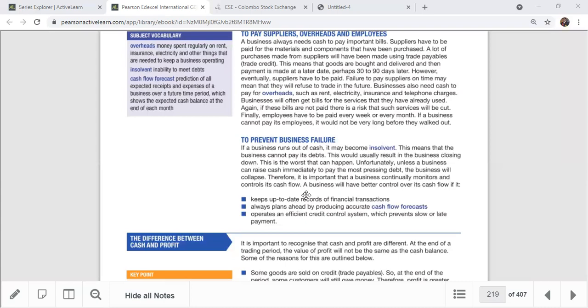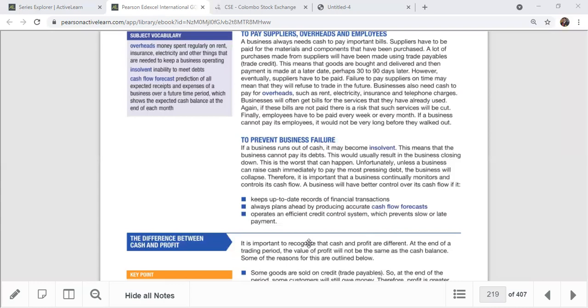Because of running out of cash, unless a business can raise cash immediately to pay for the most pressing debt, the business will collapse. Therefore, it is important that all businesses continually monitor and control their cash flow. The business will have better control over its cash flow if it keeps an up-to-date record of financial transactions, always plans ahead by producing accurate cash flow forecasts, and operates an efficient credit control system which prevents slow or late payment.